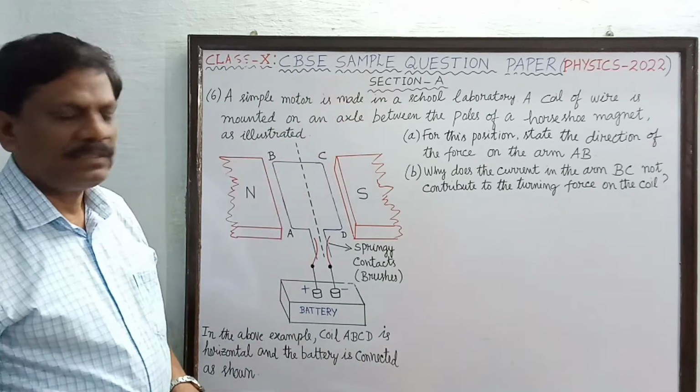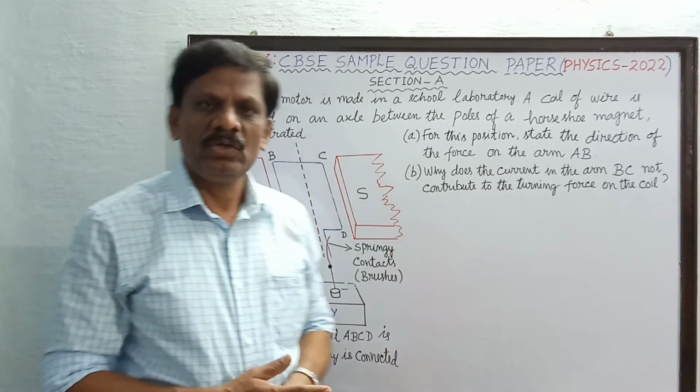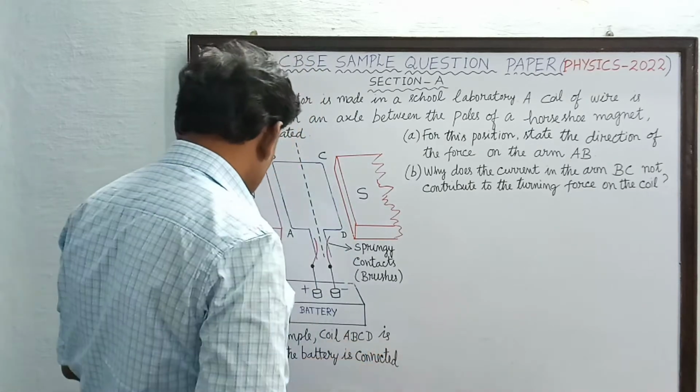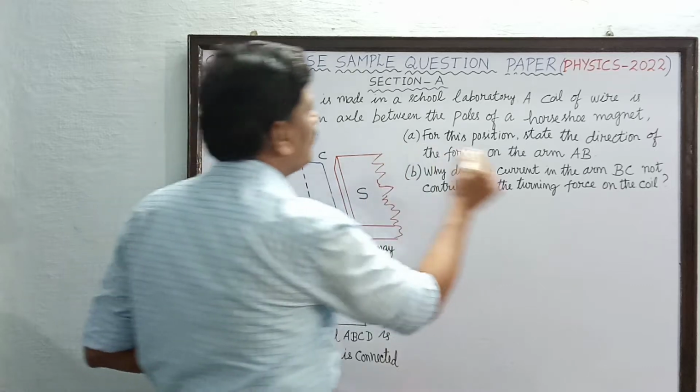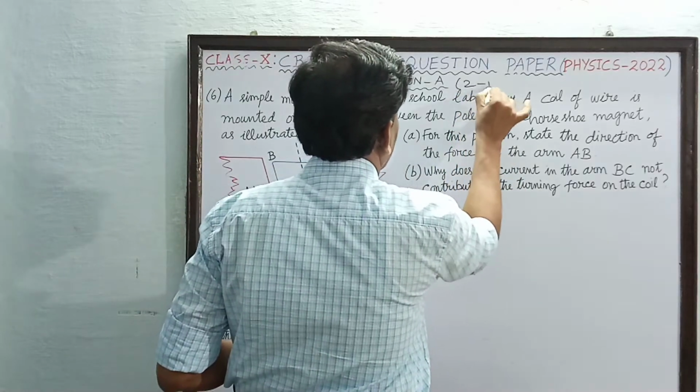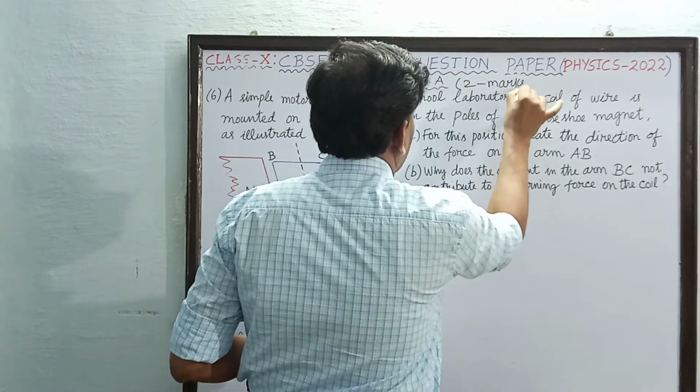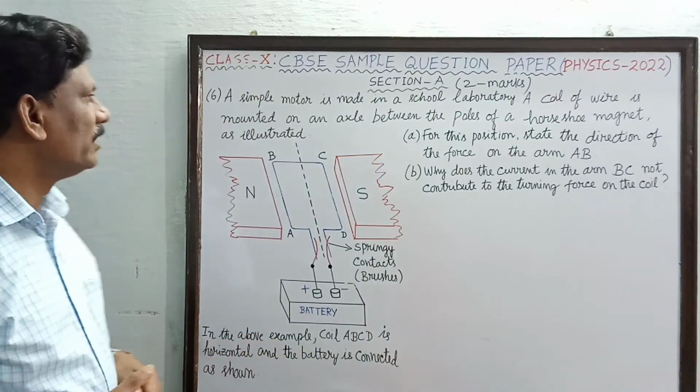Section A, it is a 2-mark question. So the marks allotted for this question is 2 marks. What is the question? Let us read now.